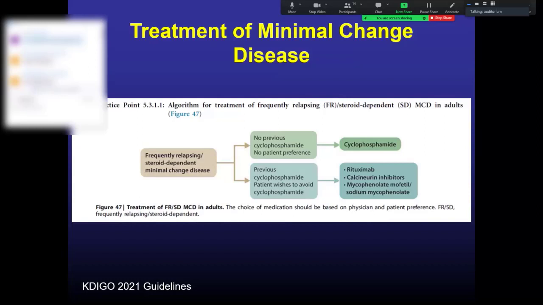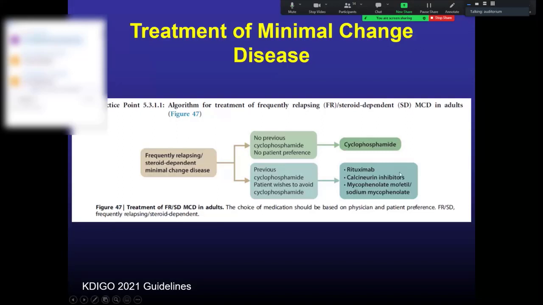So this is from the KDIGO 2021 guidelines, and I can actually send this out. I have a copy of the PDF because a lot of the stuff in both of these lectures I'll be referring to them. So they updated their glomerular disease guidelines in 2021. The previous ones were from 2012, so a lot of things are kind of coming up to date.